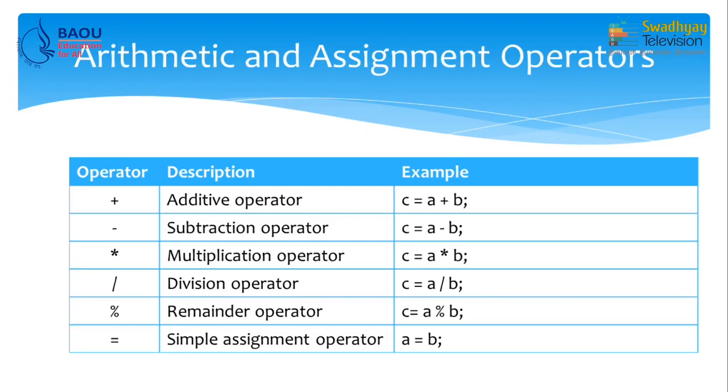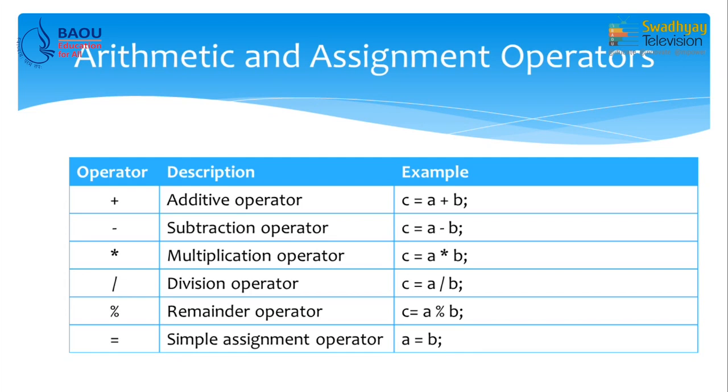In arithmetic operators, we have operators such as addition, subtraction, multiplication, division and remainder. Now, the last operator is the assignment operator, which is used to assign one value to another variable. On screen, you can see examples of how to use these operators. For example, A and B are two values. We can add two values into C using assignment and addition operator. So, you can write C is equal to A plus B.